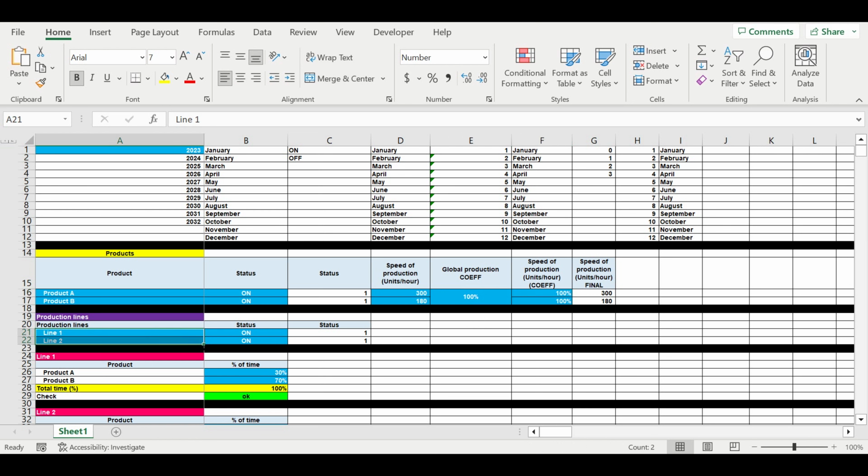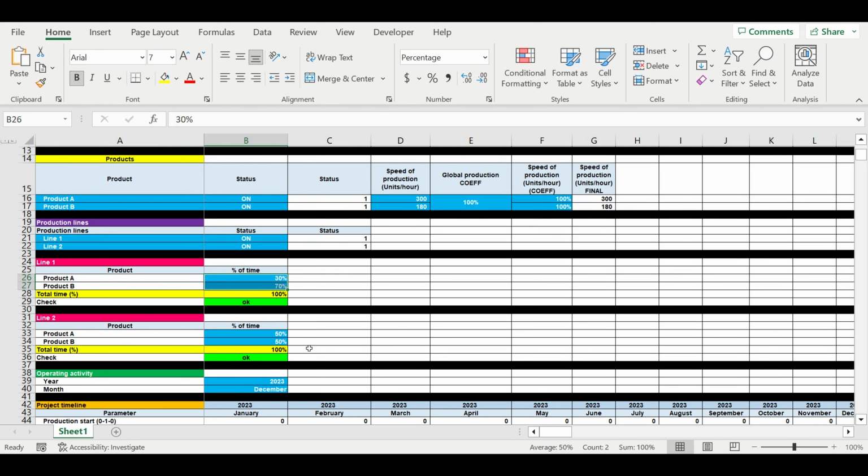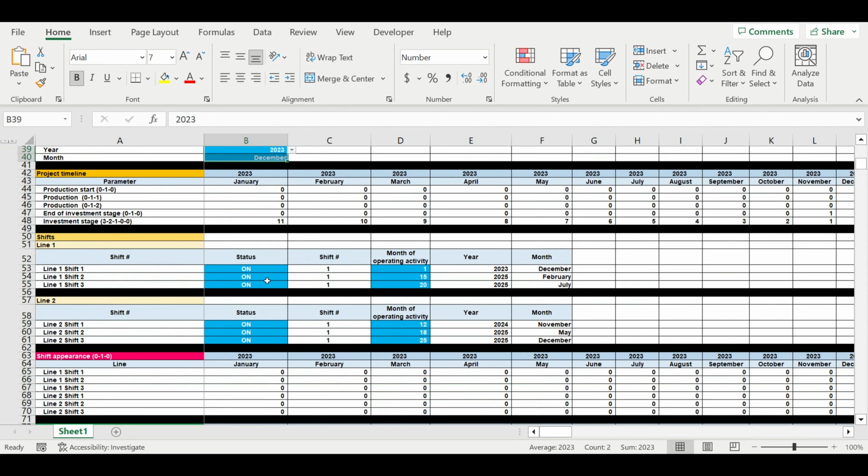We have two lines, production lines. We can switch on and off each line from calculation. For each line we can allocate the time devoted to production of product A and product B. Here it is. Then we specify when we start operating activity, when we get the first revenues.